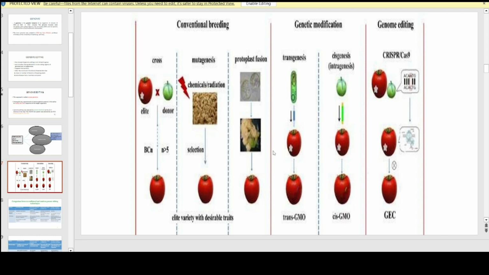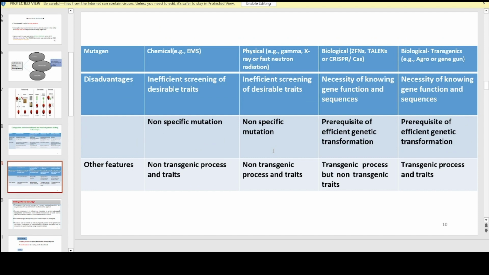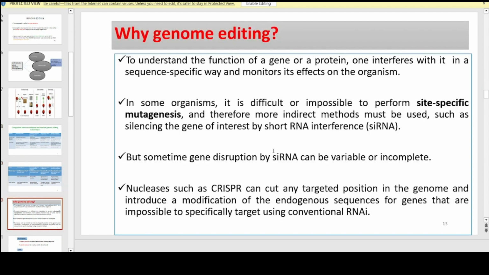Now, gene modification and genome editing. Here is the comparison between traditional and modern genome editing technologies: how gene modifications are done in the traditional way, and how they are done with engineering technologies. This table gives a clear explanation, and gene editing also has advantages and disadvantages, both physical and biological.